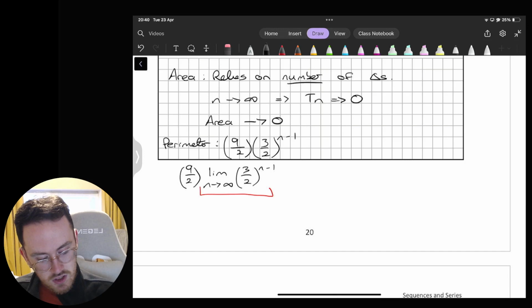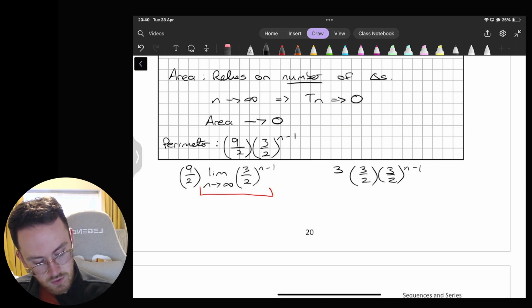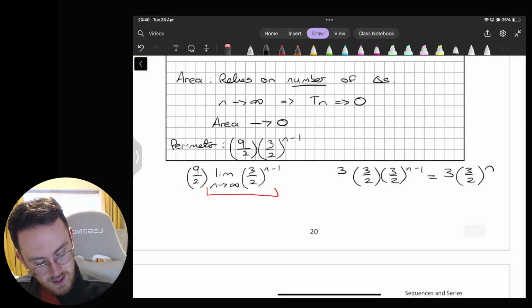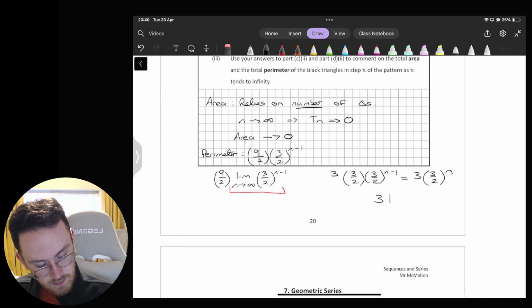And we might choose to rewrite. So I've rewritten my fraction there in one way. We could rewrite it in another way by writing it as 3 by 3 over 2 by 3 over 2 to the power of n minus 1, which gives me 3 by 3 over 2 to the power of n, which is much easier for me to take a limit of.